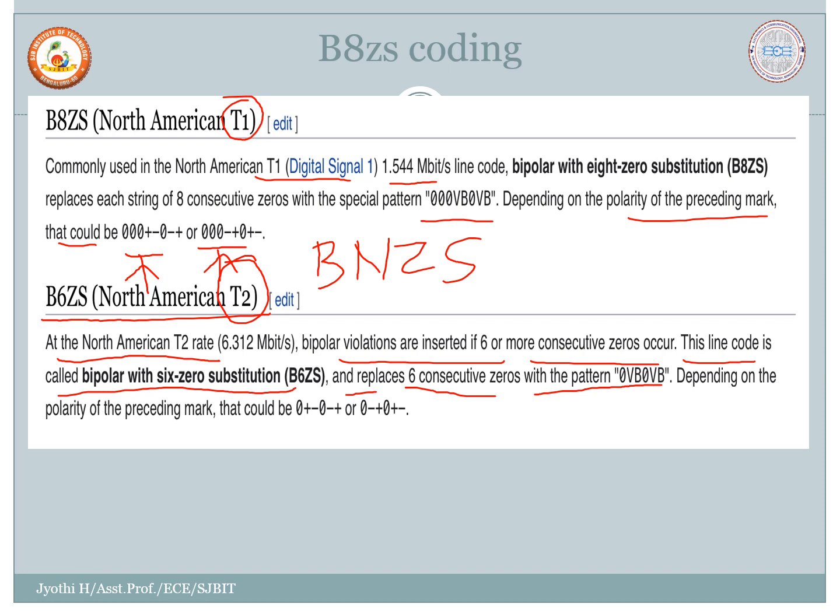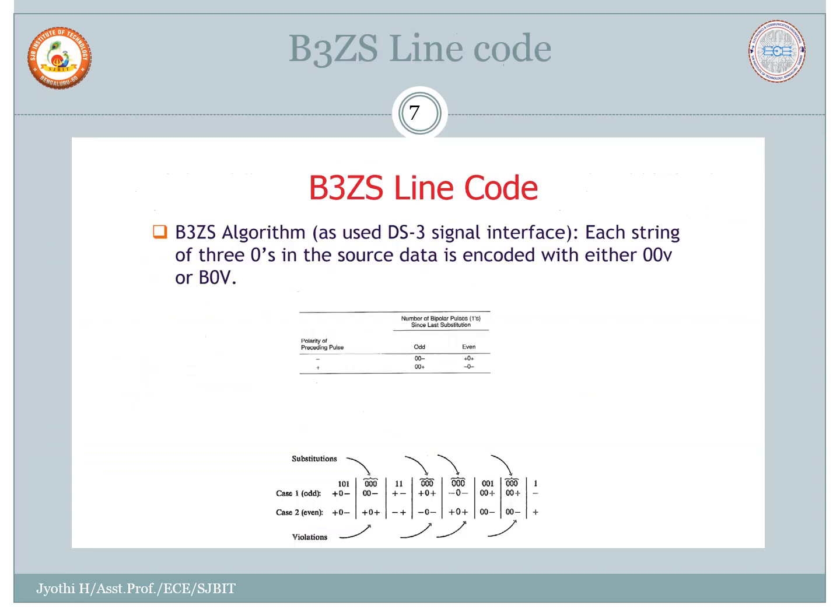and the pattern becomes 0VB, 0VB, depending on the polarity of the preceding marks. So that could be 0 plus minus 0 plus minus, or 0 minus plus 0 minus plus. Okay, this is about B8ZS and B6ZS.